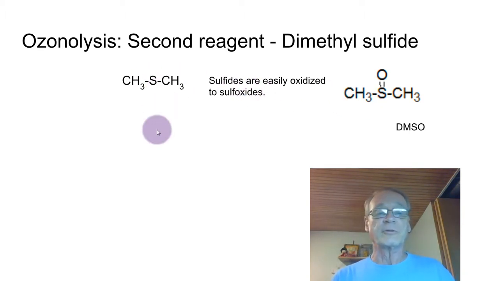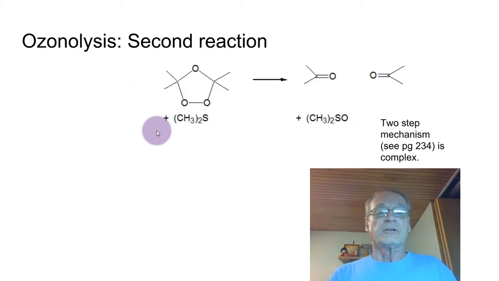It's formed from dimethyl sulfide. So here's what happens. You take your ozonide and you add dimethyl sulfide, and you get 2 of the 3 oxygens adding on to double bonds of the carbon, and the 3rd oxygen adds onto the sulfur, so you get dimethyl sulfoxide. Again, it's a pretty complicated mechanism. It's a 2-step mechanism, and if you're interested, you can look at page 234, but we're not going to worry about it.